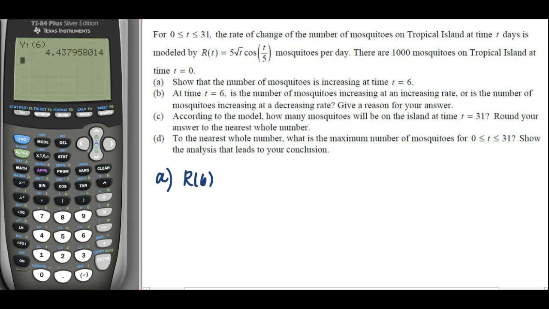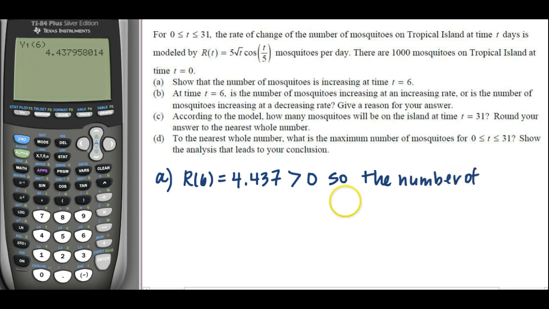So r of 6 equals 4.437, which is greater than 0. So the number of mosquitoes is increasing.